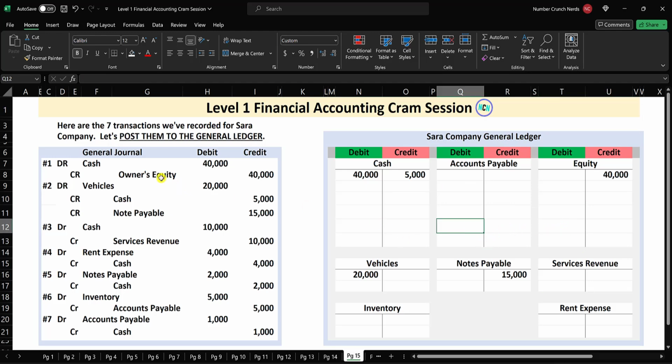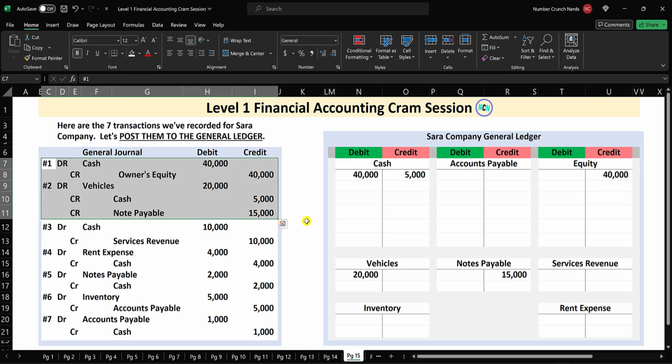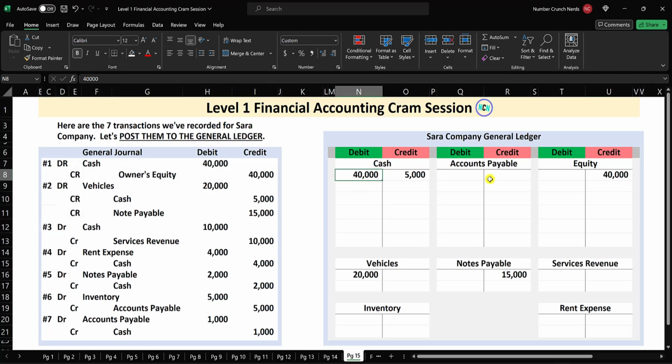Okay, so the first two entries we had posted to the general ledger already. If you recall, we increased cash and we increased owner's equity for the cash she contributed to the business. We increased vehicles by $20,000 for the purchase of the vehicle right here. And then the other side of that was $5,000 down plus $15,000 notes. All right, now we're going to start posting these together.